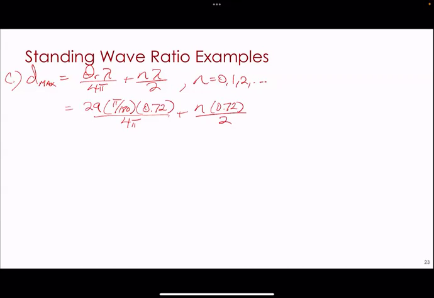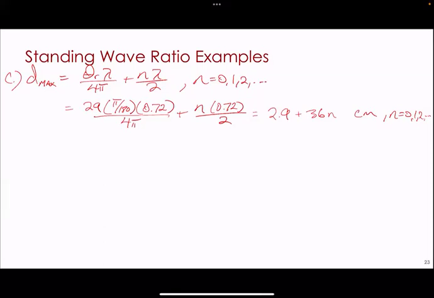The pi's are going to cancel out there. I think you'd get something like, if I did the answer in centimeters, 2.9 plus 36 N centimeters. If you had it in meters, it'd be 0.029 plus 0.36 N, for N equals 0, 1, 2, dot dot dot. So all we did was plug the numbers in there, make sure we're in radians, and leave the N as a variable because it just increases. Any questions about that one?